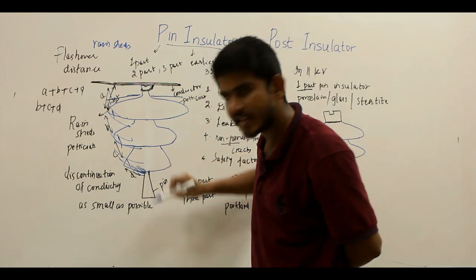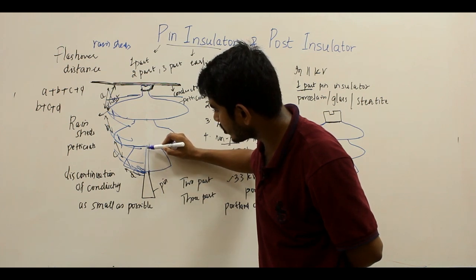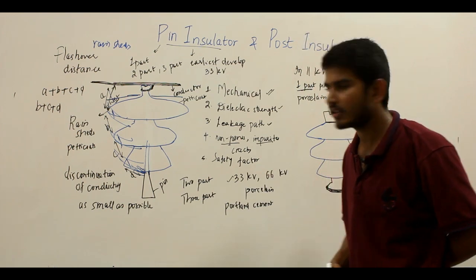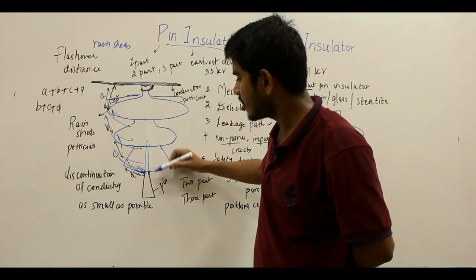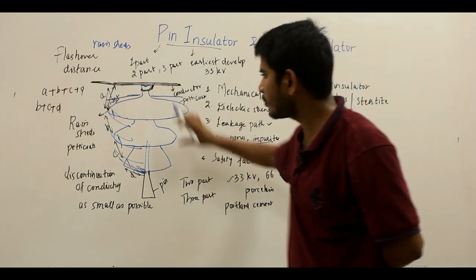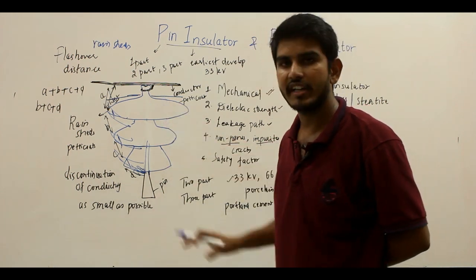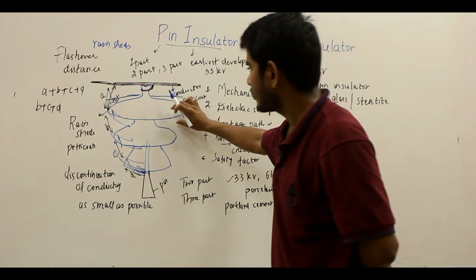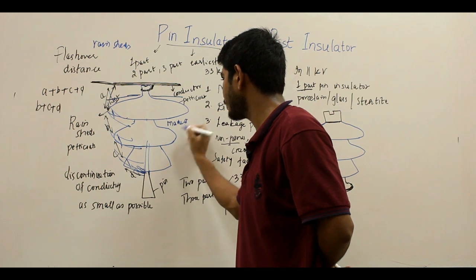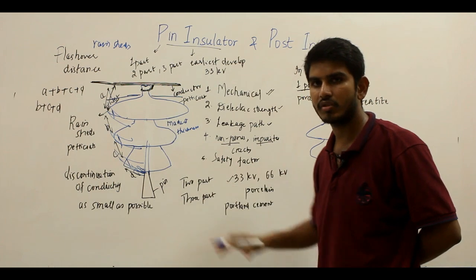So basically your pin has coarse threads. With the help of those coarse threads, you can screw this pin inside it. And in the case of puncture, there will be a discharge from the conductor to this pin through the body of the insulator. So when there is a discharge through the body of the insulator, there will be excessive heat and it damages your insulator. So therefore the porcelain should be made of a little higher thickness in order to avoid damage to the insulator.